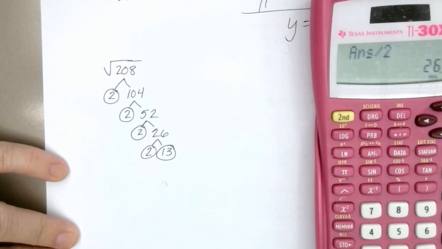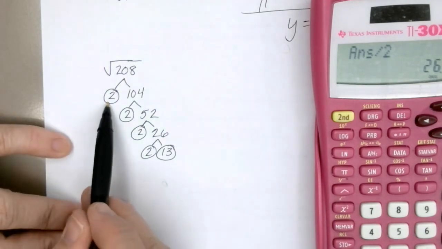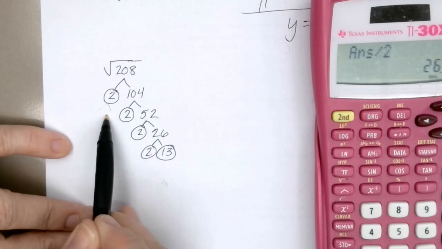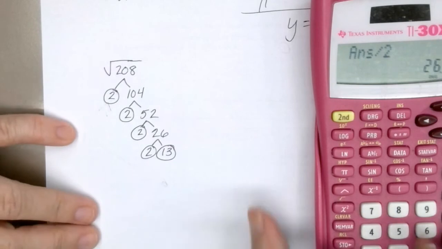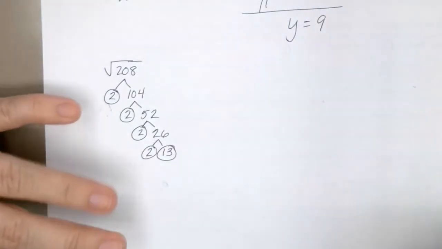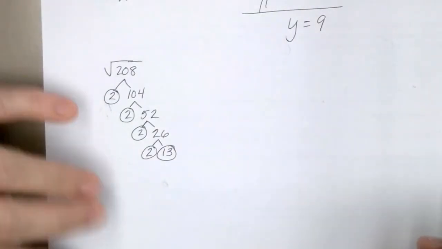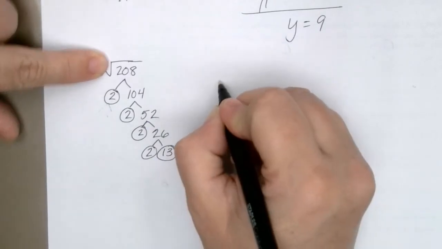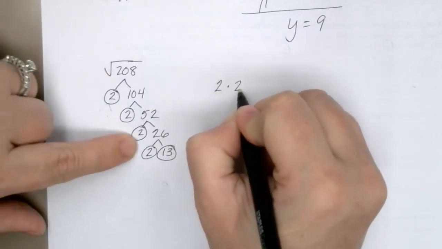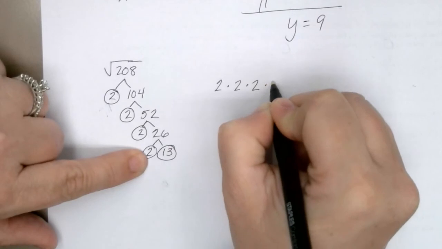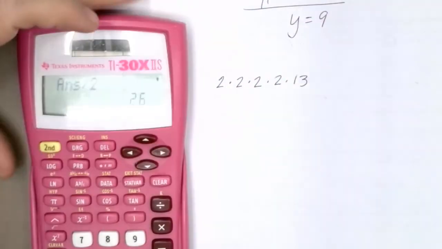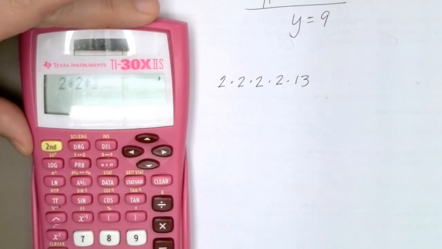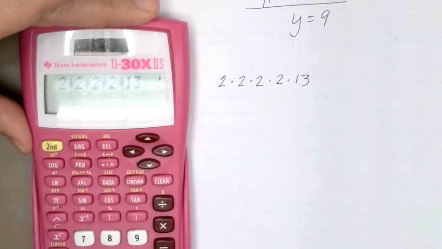Because they're prime numbers, the only way I could draw branches off of that is if one of them had a 1, and we don't want any 1s in here. So what did I just do? Number one, I found the prime factorization. I know that 208 is 2 times 2 times 2 times 2 times 13. Don't believe me? 2 times 2 times 2 times 2 times 13 is 208.